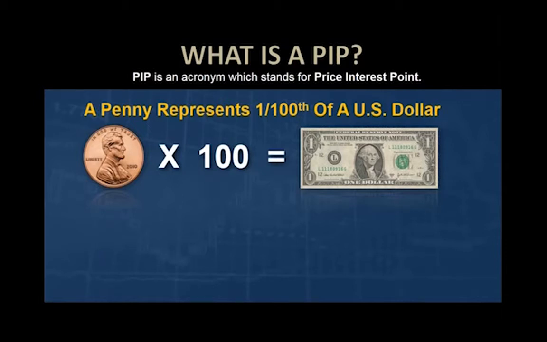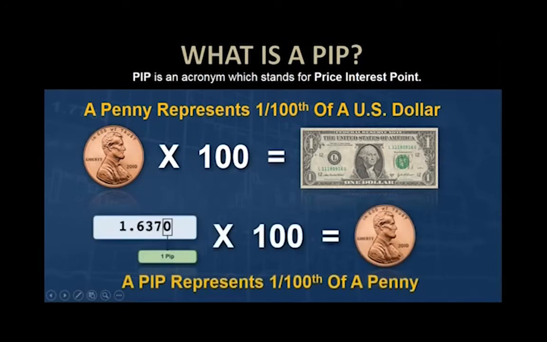Now, there's two other things we need to know about before we go into the charts. I need to explain to you what a PIP is. PIP, P-I-P, is an acronym. It stands for price interest point. So let me just quickly break this down the simplest way that I can. Most of you probably already know that there are 100 pennies in the US dollar, and a penny represents 1/100th of a US dollar.